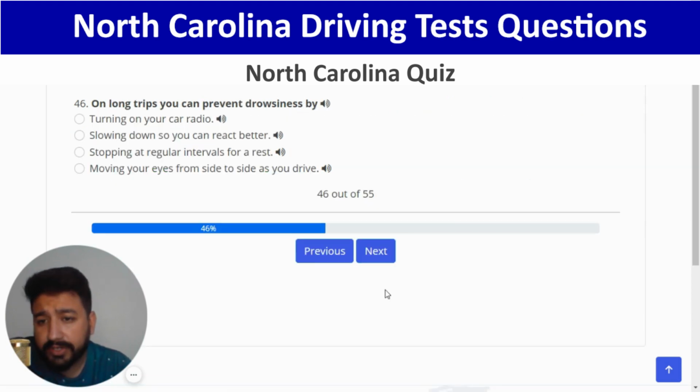And next. On long trips, you can prevent drowsiness by, the right answer is the third one, which is stopping at regular intervals for a rest. This is the correct one.